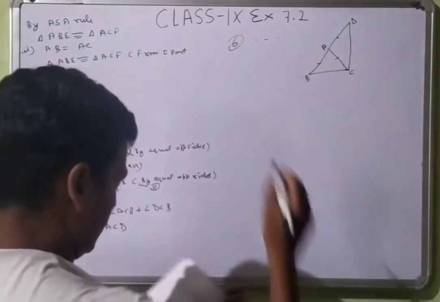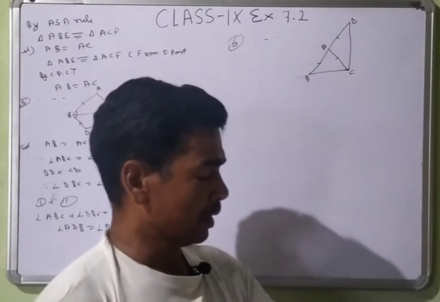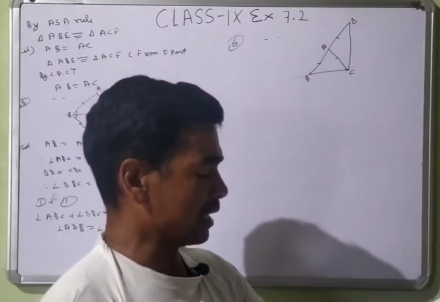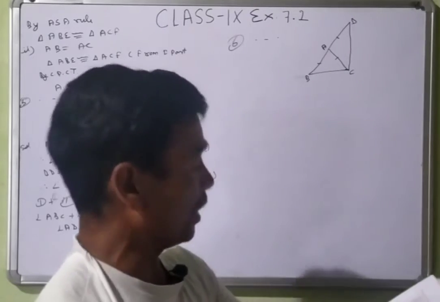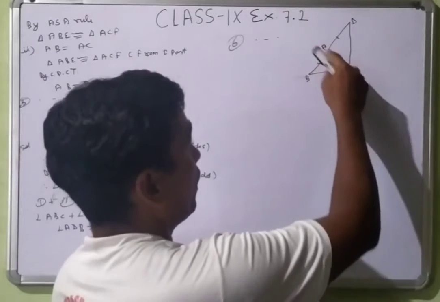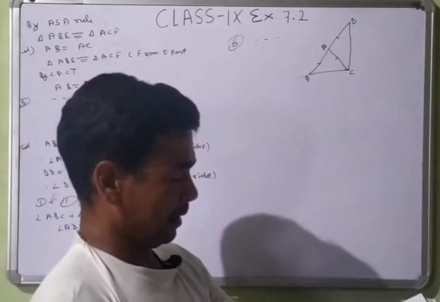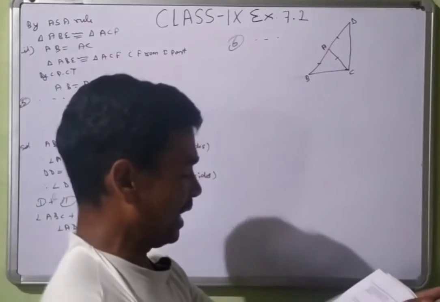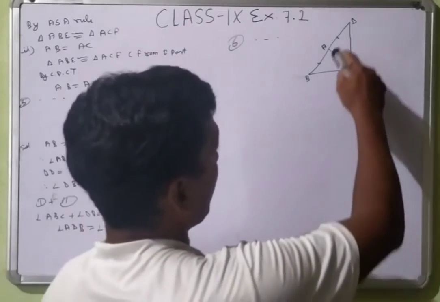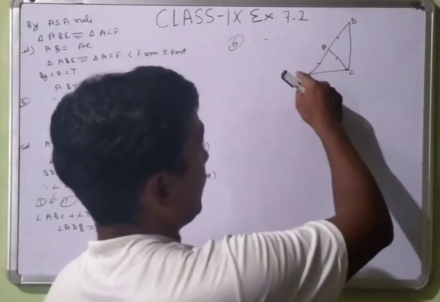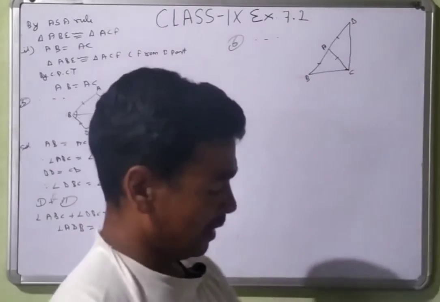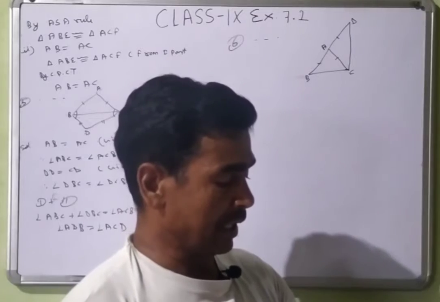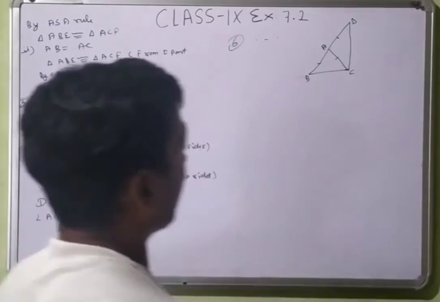So, listen to the question also. Triangle ABC is an isosceles triangle in which AB is equal to AC. Side BA is produced to D such that AD is equal to AB. It means these three lines are equal. So prove that BCD is a right angle.